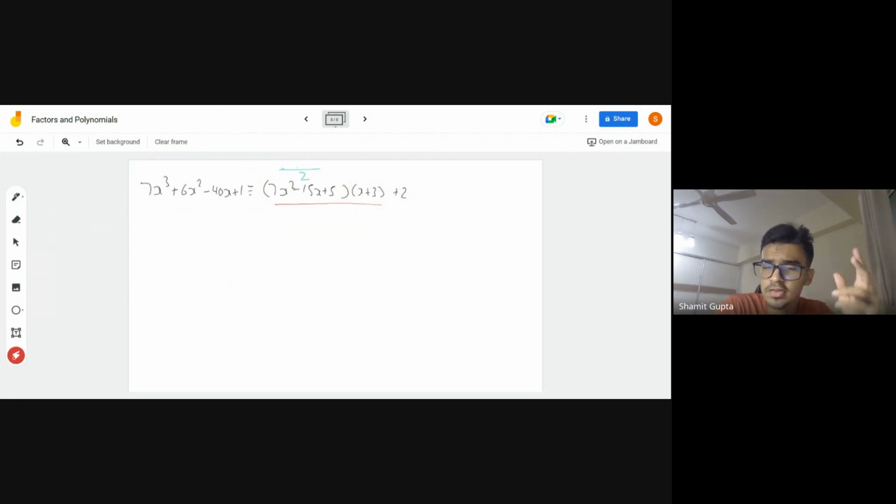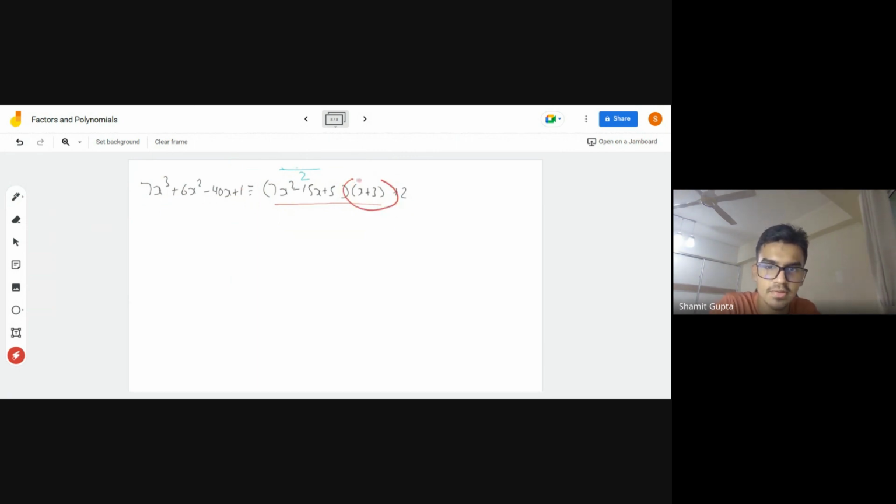If x plus 3 is equal to 0, the whole red thing becomes 0. You're only left with 2. And remember, this thing is literally the same thing as this thing. That means if either this is 0 or this is 0, you are left with 2. That means this becomes 2. Okay? I hope that was clear.